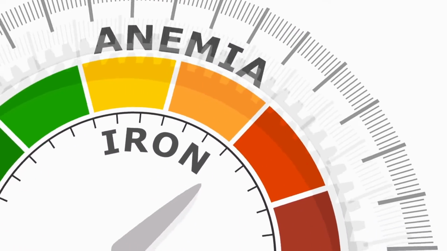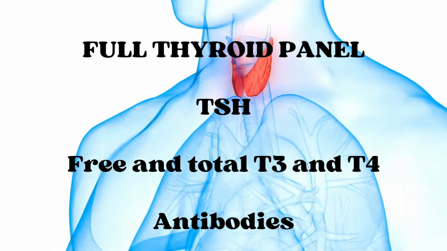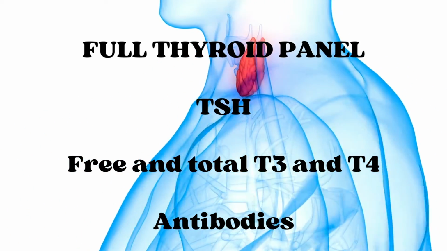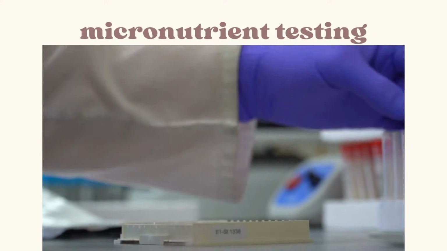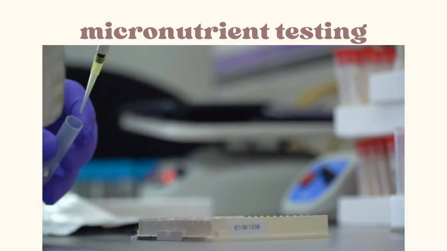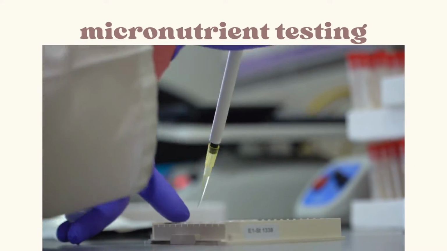When it comes to downstream testing, the things you do want to look at, again, are your iron levels. You want to do a full thyroid panel. That's looking at your TSH, free T3, free T4, and the antibodies. The other thing you possibly want to do is a micronutrient test, which will test your white blood cell and red blood cell nutrients like magnesium, zinc, copper, all the different elements, even your fatty acids, to see what you may be missing.